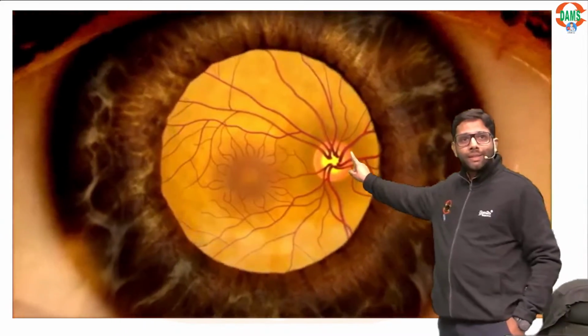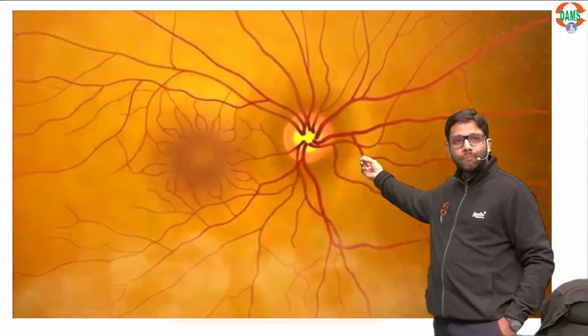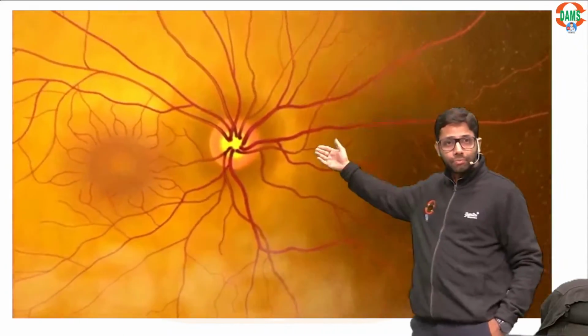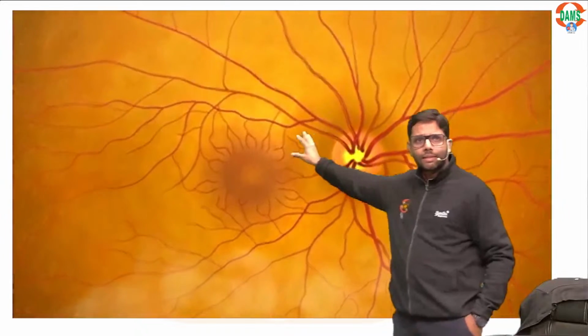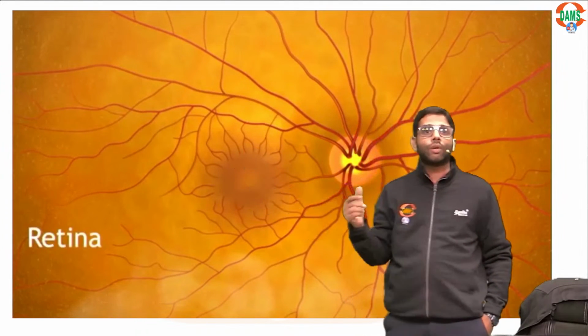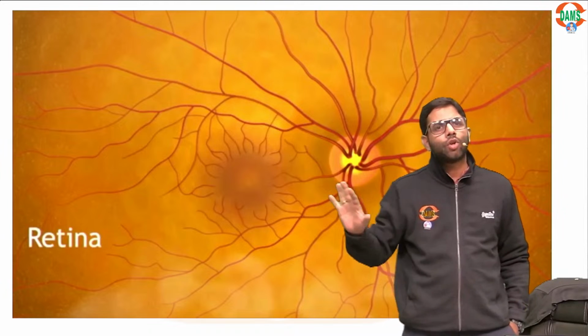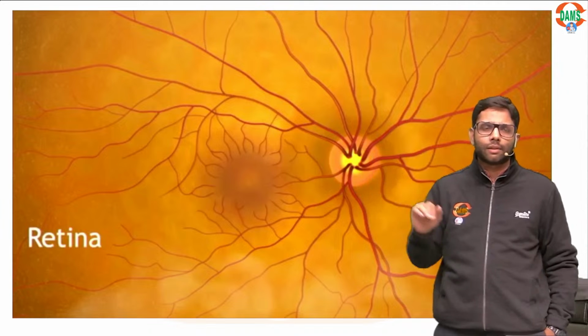So this is the optic disc, and which vessels are coming from the center of the optic disc? Central retinal vessels. The artery comes inside, the vein goes outside. And this is the entire retina. So this is the optic disc and this is the central part of the retina, which is known as the macula. This is the normal retina. These are the arteries and the veins of the retina.